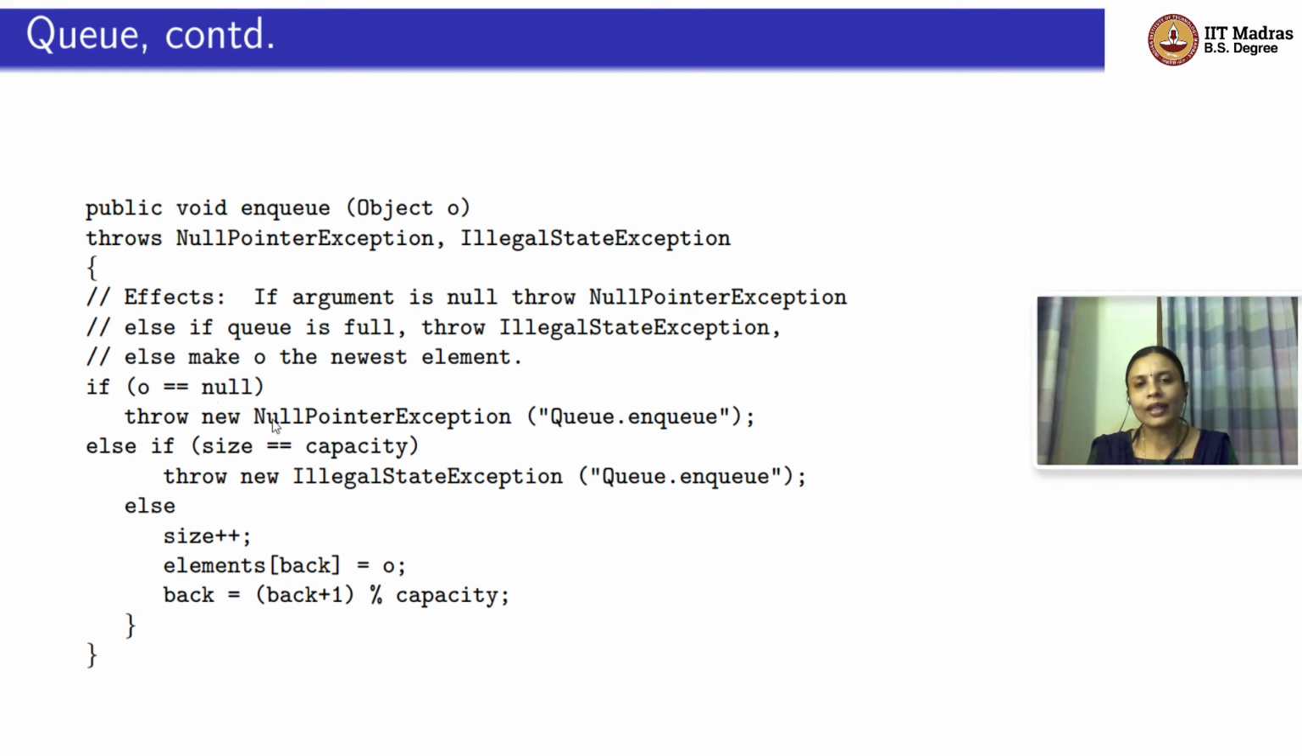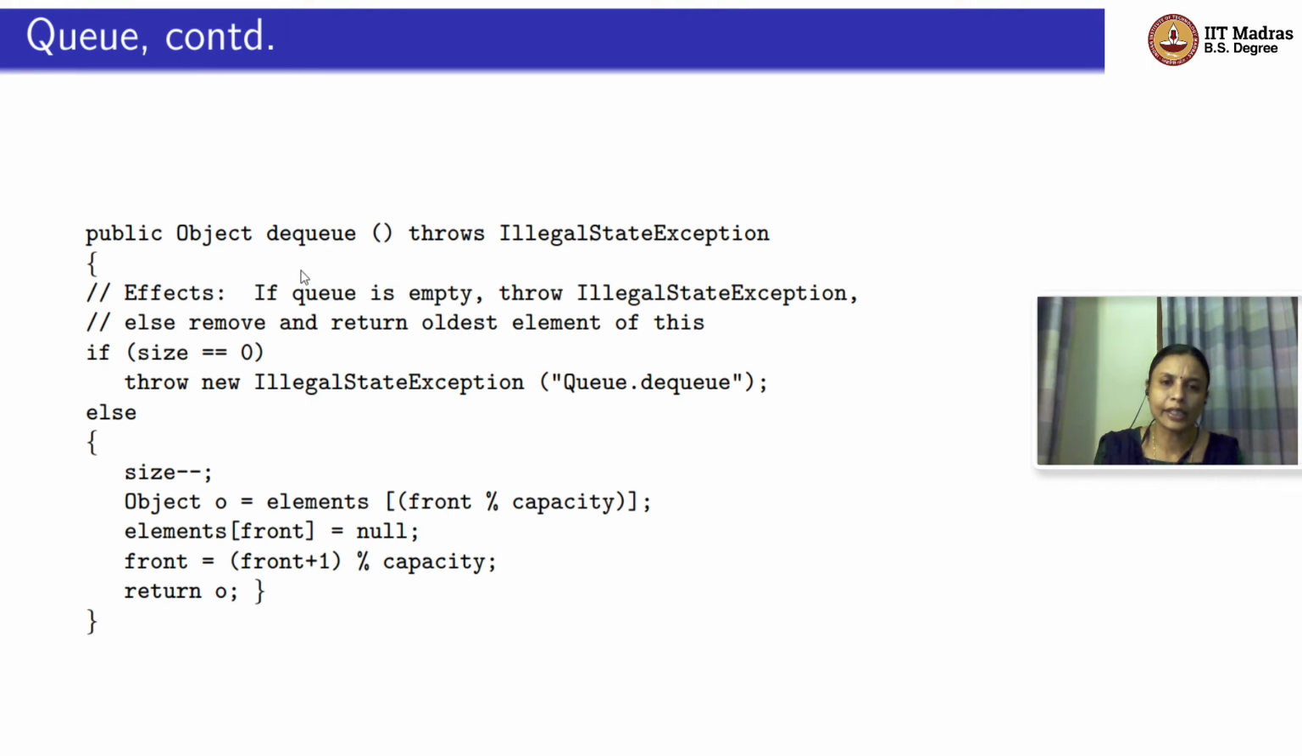If O is null, then you throw a null pointer exception. If the size of the queue has already reached the capacity of the queue, then you throw an illegal state exception. Otherwise, increase the size by 1, size plus plus, and then you push the element in the right place. Similarly, in the method dequeue, if the queue is empty, then I can't dequeue, so it will throw an illegal state exception. Otherwise, it will remove and return the oldest element of the queue. So if size is 0, then throw an illegal state exception. Otherwise, decrease the size, take the element in the front, and return it.